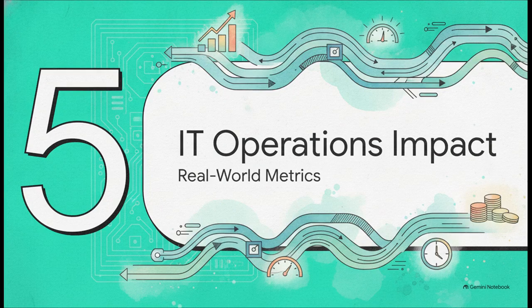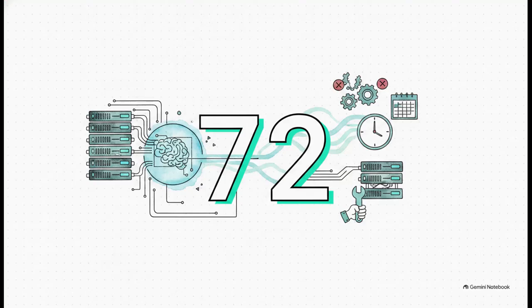Finally, Section 5, Real-World IT Operations Impact. Let's talk metrics. Get this. Predictive maintenance models, when trained on your server telemetry, like CPU loads, disk I/O, temps, can predict hardware failures up to 72 hours before they actually happen. Just imagine the sheer operational advantage of having a 3-day lead time to swap out failing hardware before an outage ever touches your end users. It's a real game changer.